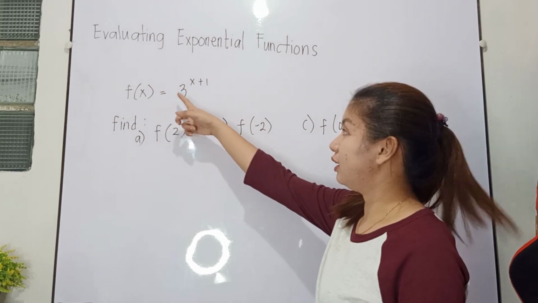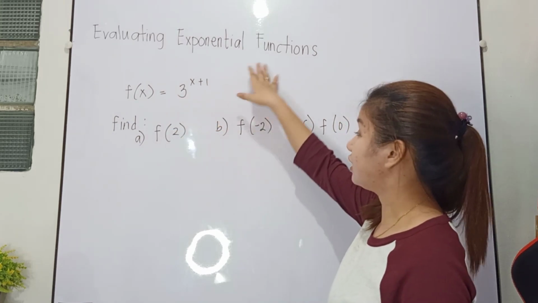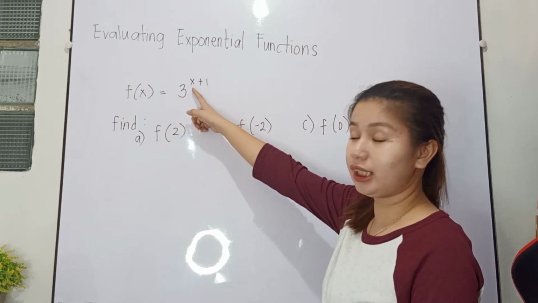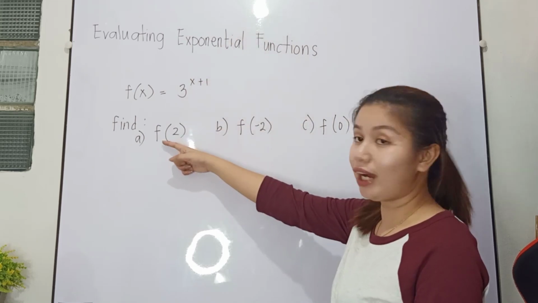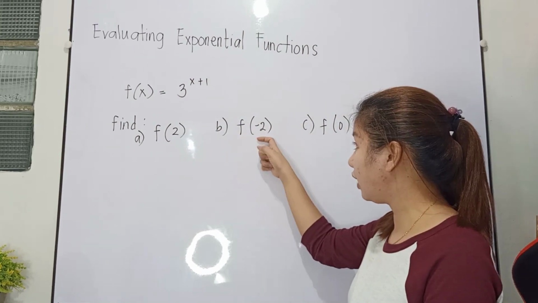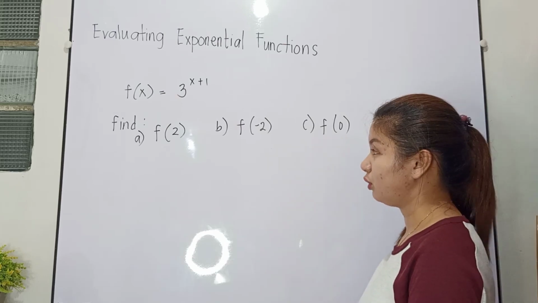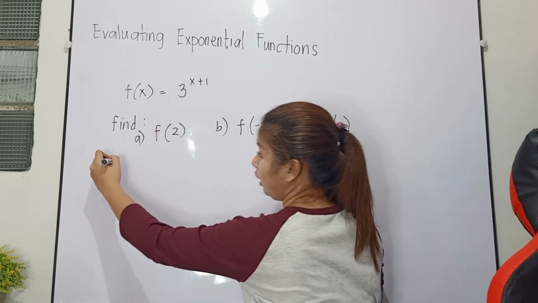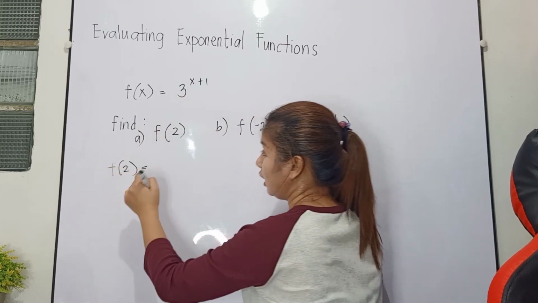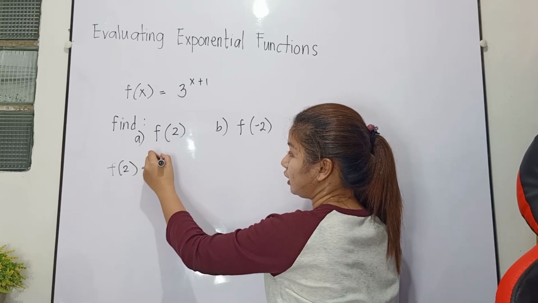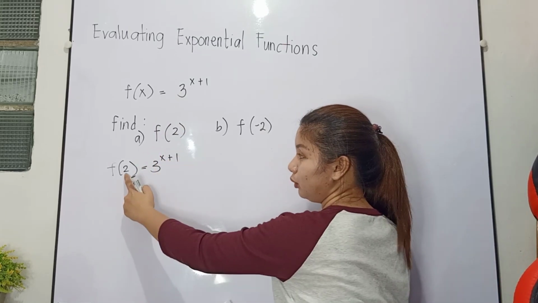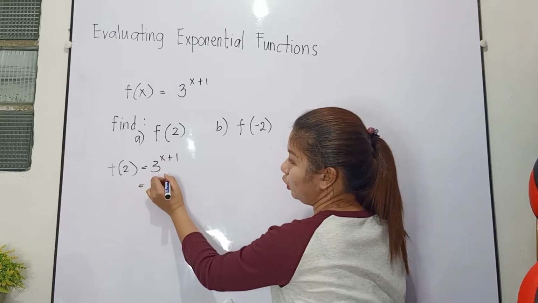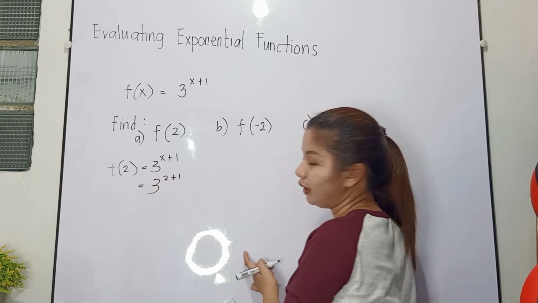We have f of x equals 3 raised to x plus 1. So, we have an exponential function which is f of x equals 3 raised to x plus 1. So, exponent po sa x plus 1. Evaluate or find f of 2, f of negative 2, and then f of 0. So, f of 2, substitute lang po natin dun sa given na function. So, f of 2 equals, ang given natin ay 3 raised to x plus 1. I-substitute lang po natin si 2 dito kay x para makuha yung sagot. Equals 3 raised to 2 plus 1.